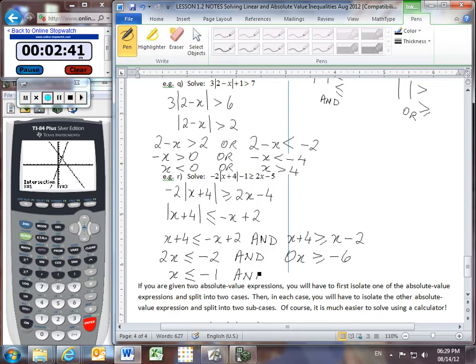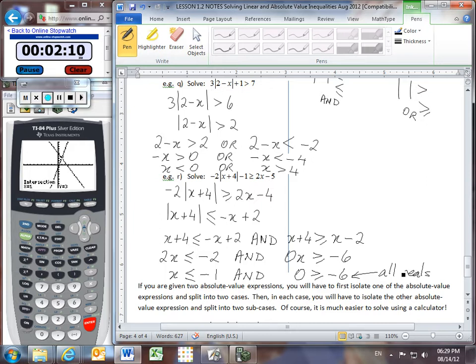And now 0x is the same thing as 0, isn't it? Is it true that 0 is greater than or equal to negative 6? Remember how to handle a situation where your x's have cancelled out? This is always true for any value of x. So this particular situation here can be interpreted as all reals. So let's look at our final answer. X is less than or equal to negative 1 and all reals.